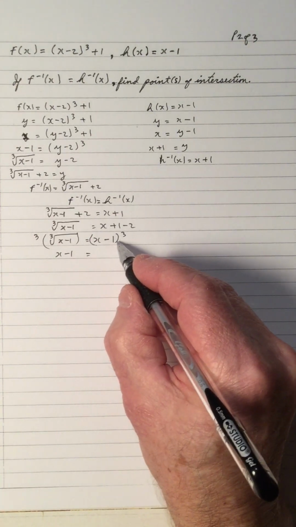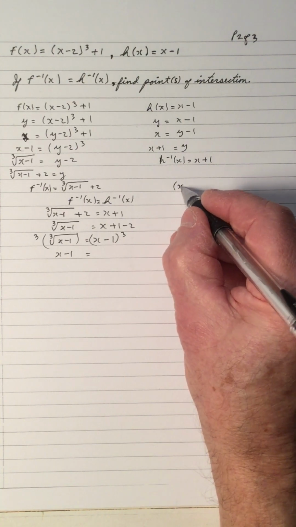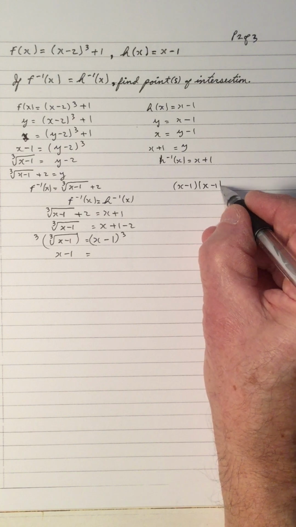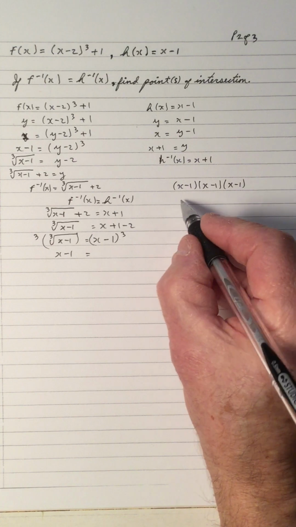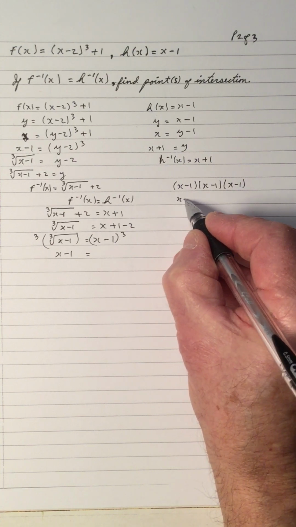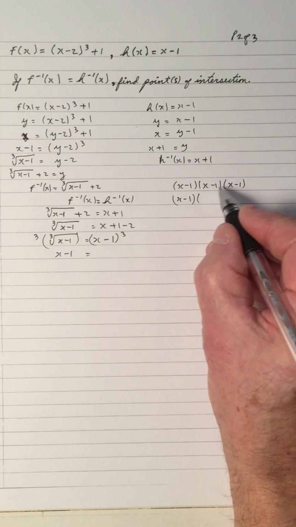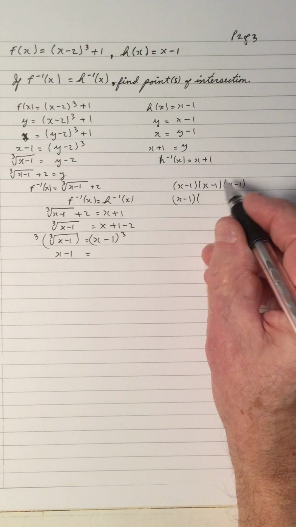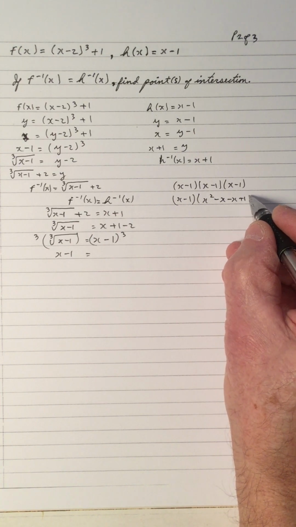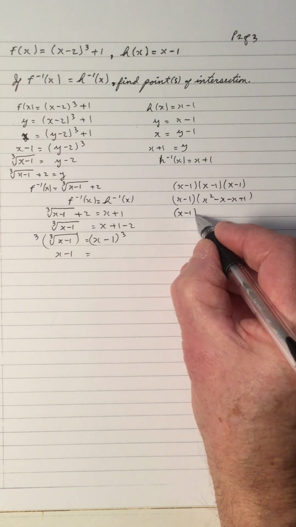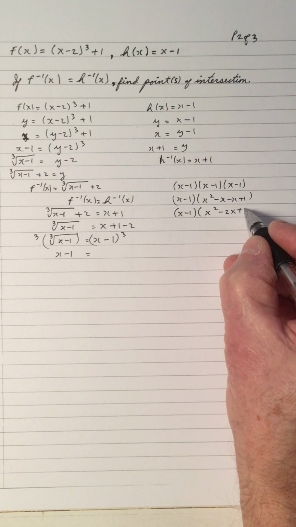Now I have an (x minus 1) cubed. One way to do it would be to take x minus 1 multiplied by x minus 1, so I can do that and do the FOIL on it. These are two binomials multiplied by each other, so I can get x squared minus x minus x plus 1. And this simplifies to x squared minus 2x plus 1.